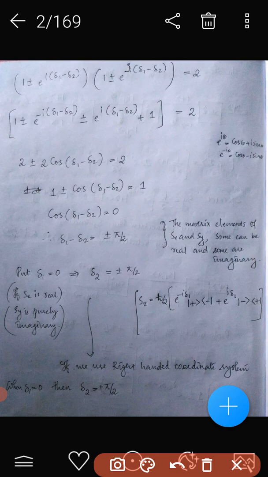The last terms are these two second terms, that is e to the power i(delta 1 minus delta 2) and e to the power minus i(delta 1 minus delta 2). Anyway, we will get e to the power 0, that is 1. So 1 plus 1 is 2.